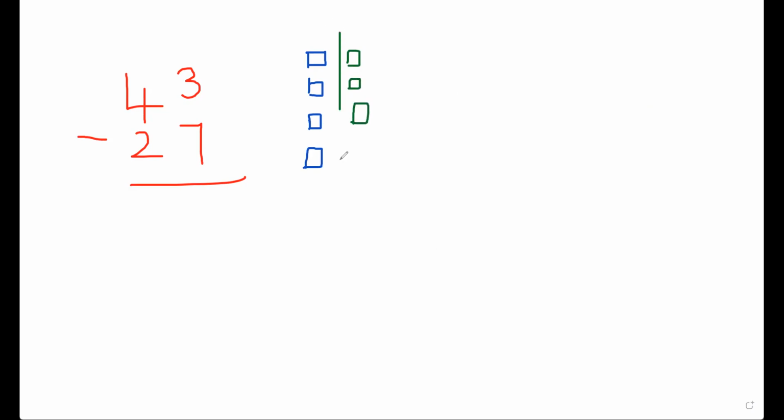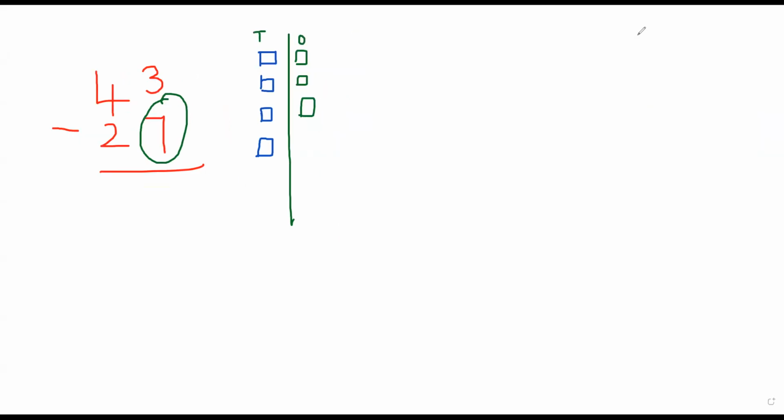But out of these 3 ones, how many should I be taking away? I have to be taking away 7. But do I have 7 ones here? In my tens and ones, do I have 7 ones here? No, I don't have. So what do I do? I have to borrow. Now, where do I borrow? I borrow it from my tens place.